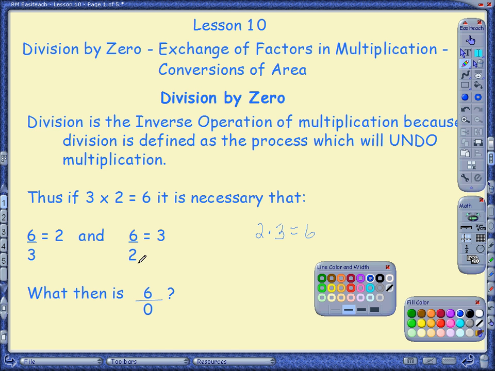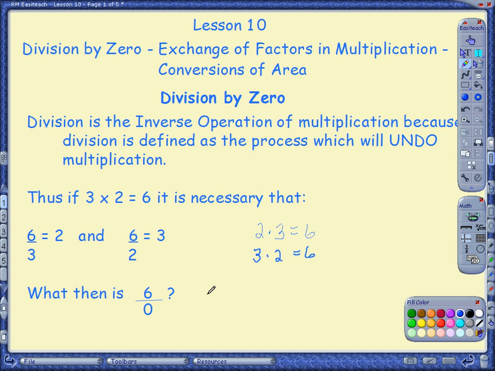Now if we divide 6 by 2, we also have to have that 3 times 2 equals 6. What's 6 divided by 0 then? We can't tell. One of the logical answers would be that it would equal 0, but 0 times 0 is not equal to 6. It equals 0.